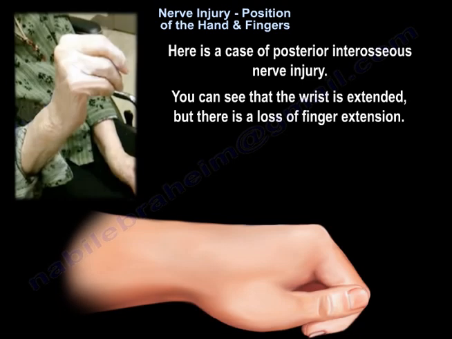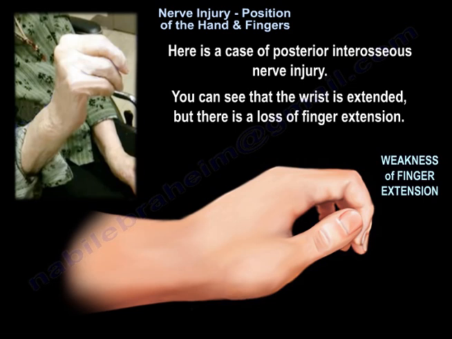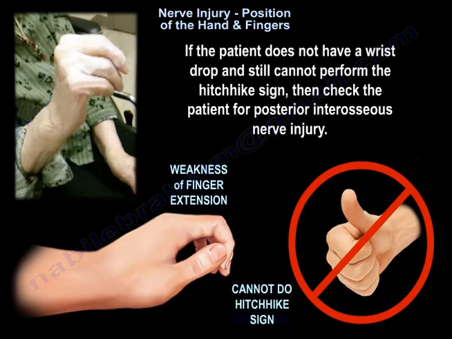Here is a case of posterior interosseous nerve injury. You can see the wrist is extended, but there is loss of finger extension. If the patient does not have a wrist drop and still cannot perform the hitchhike sign, then check the patient for posterior interosseous nerve injury.